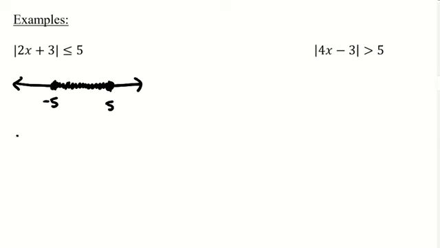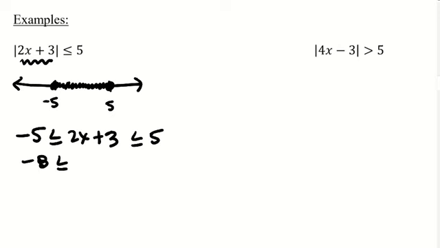So we set up inequalities. -5 is less than or equal to this thing, which is less than or equal to 5. So we put in that thing. I'm going to start by subtracting 3 from all three sides of this inequality. That's -8, less than or equal to 2x, less than or equal to 5 minus 3 is 2.